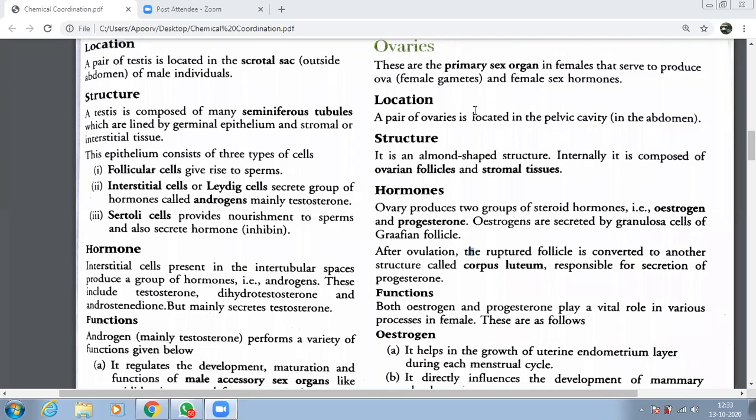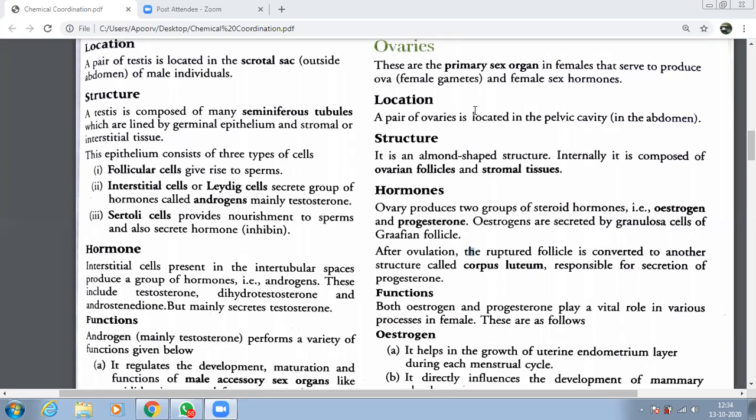This epithelium consists of three types of cells. First are the follicular cells, which will give rise to sperms. Second cells are interstitial cells or Leydig cells. Commonly we call them Leydig cells. They will secrete hormones called androgens, mainly which hormone in males here? Testosterone. And the third cells are Sertoli cells. They will give nourishment to the sperms and they will also secrete a hormone, inhibin hormone.